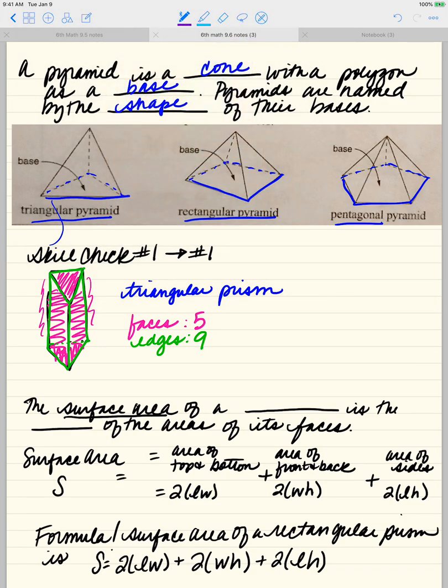And then the last thing we want to talk about is vertices. A vertex is where 3 edges come together, okay? So here's 1, 2, 3, 4, 5, and 6 vertices, okay? Vertices is plural for vertex, okay?